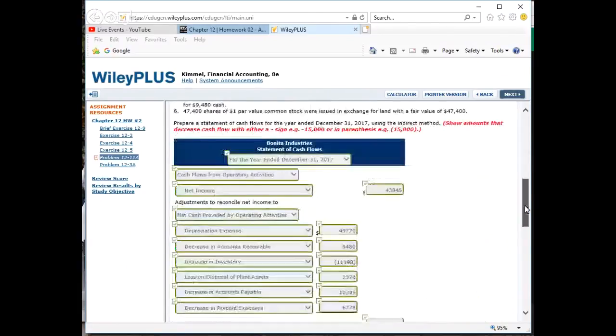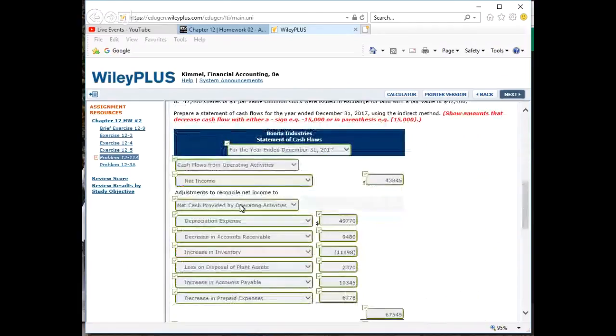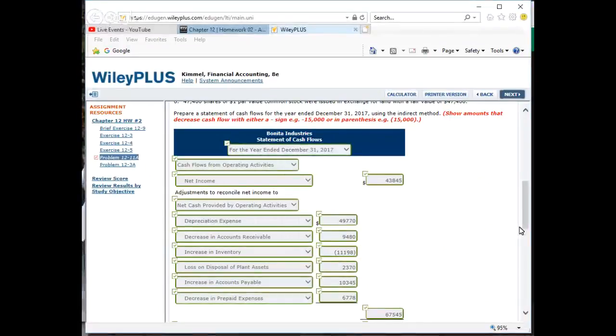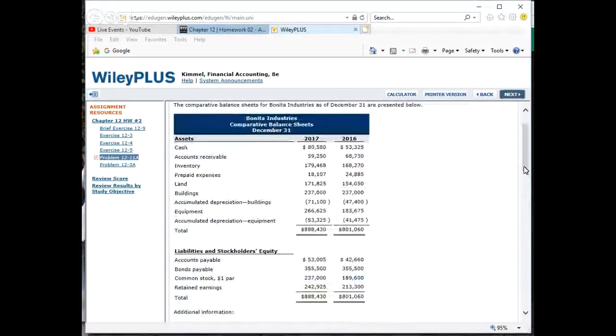And then down below here, we start just plugging in the things: depreciation expense, decrease in accounts receivable, increase in inventory. And this is an increase, even so this is a negative. And you'll see up here in the inventory section, we have $179,468. And I'll just do that on my calculator here. 179,468 minus 168,270. So that leaves us left with $11,198.